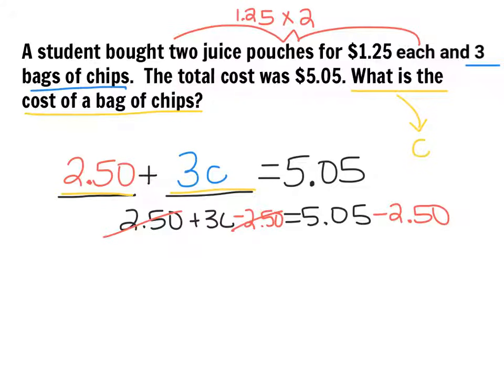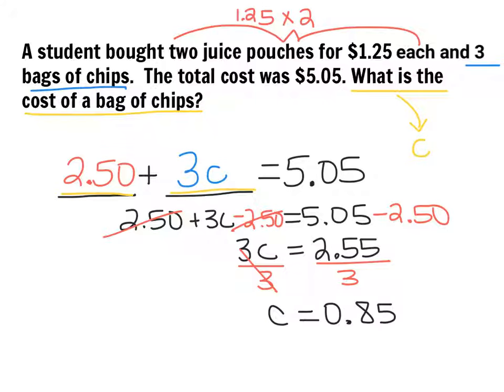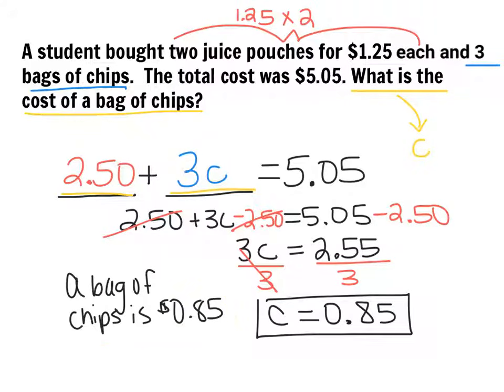I subtract $2.50 per side. And on the left side of my equation, I'm left with 3C. And on the right side of my equation, I'm left with $2.55. I then divide both sides by 3. And I get C to equal 85 cents. So the answer to my question, a bag of chips, is 85 cents.